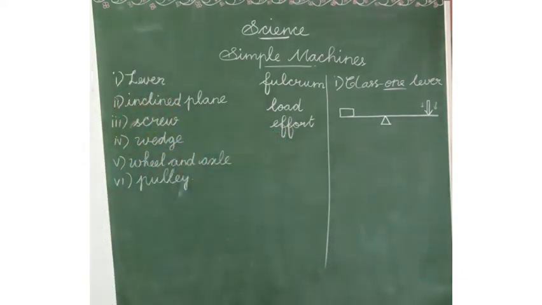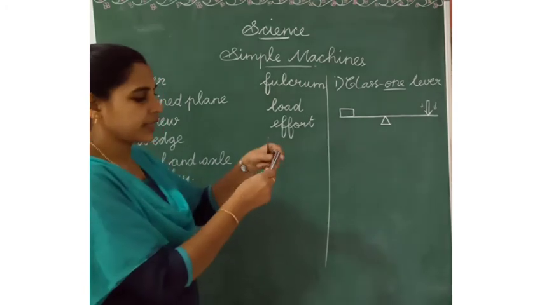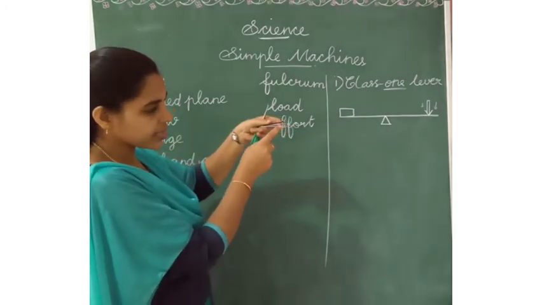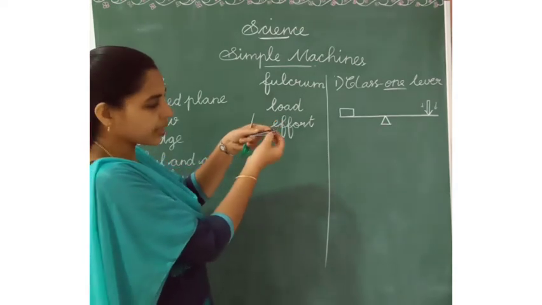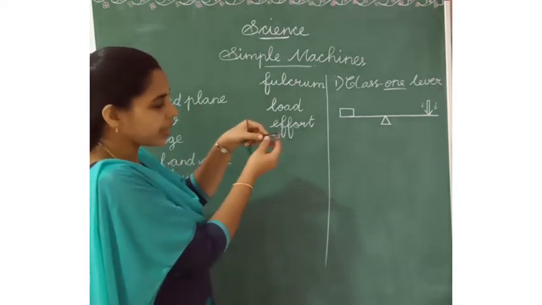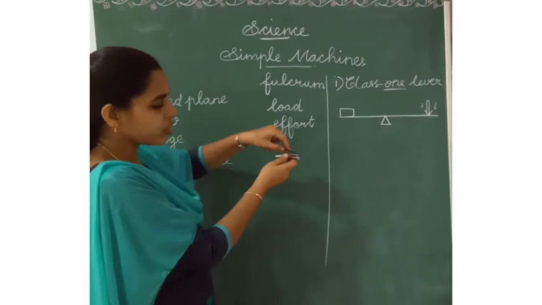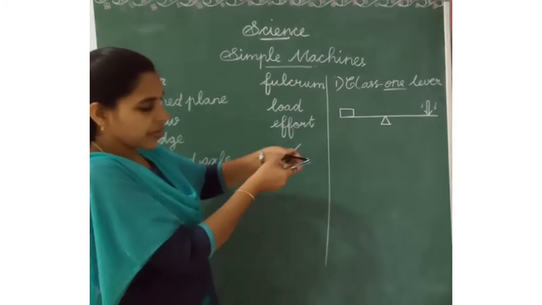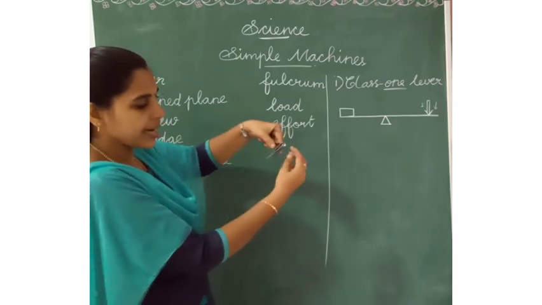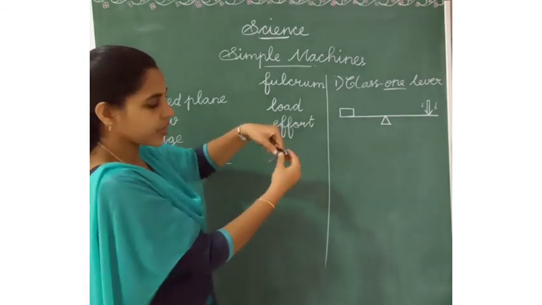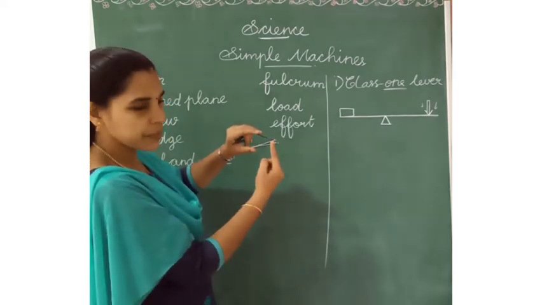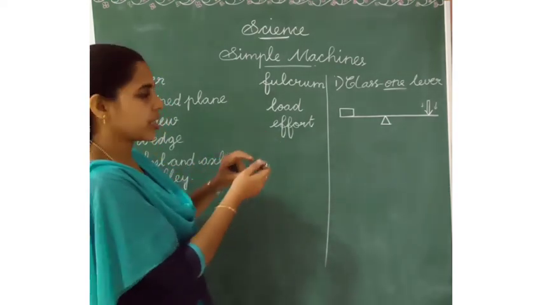One more example is the nail cutter. In the middle it has the fixed point, or fulcrum. We give the effort on this side, and we use the nail here to cut the nail. So the load is here, the fulcrum is in the middle, and the effort is at the other end.